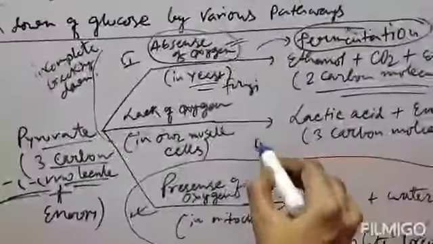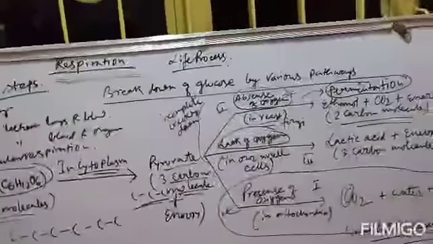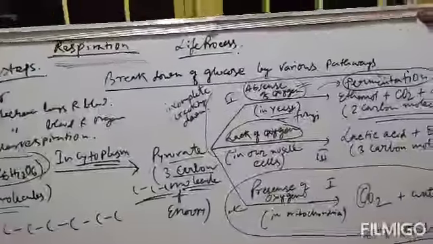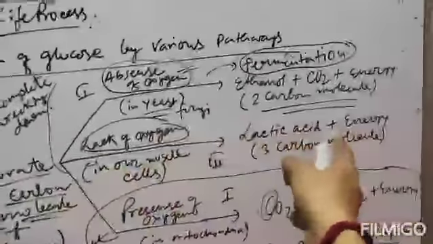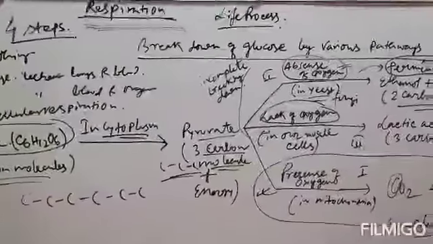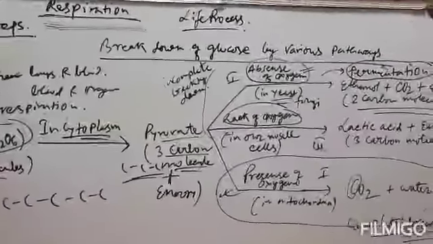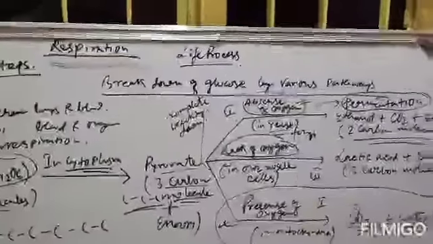Next, case number 3. Lack of oxygen. Now when our body runs short of oxygen, whenever we are doing heavy exercises like jumping or running around, in that case the pyruvate compound, which was initially a 3 carbon molecule compound, directly converts into lactic acid, which is stored in our body, and releases energy.